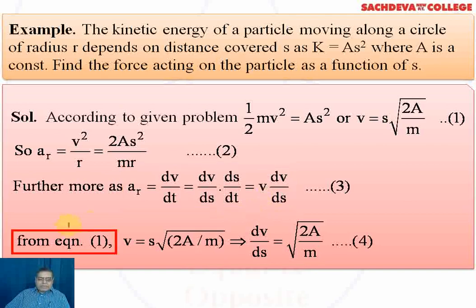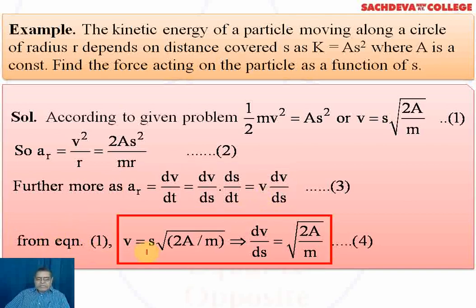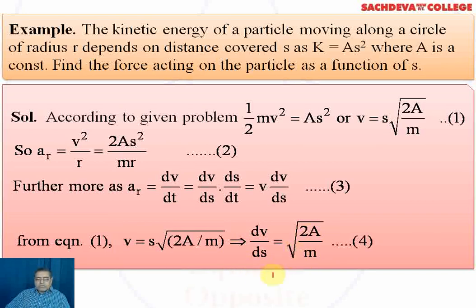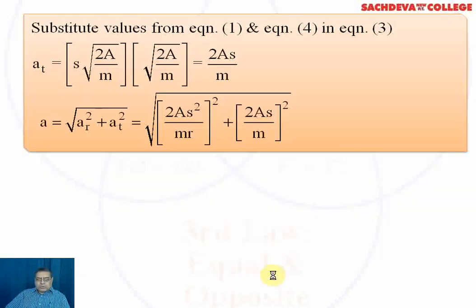Now from equation number 1, v is equal to s under the root 2a over m. We know that dv over ds can be found by taking the derivative of this function. From equation number 1 we get dv over ds as the square root of 2a over m. So we got the fourth equation also.